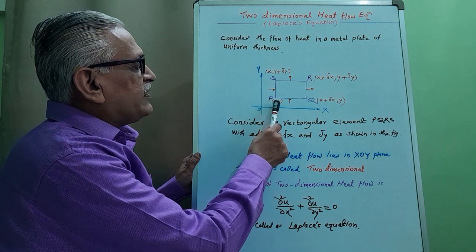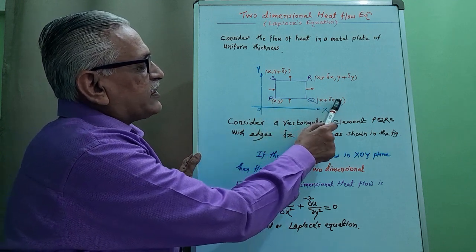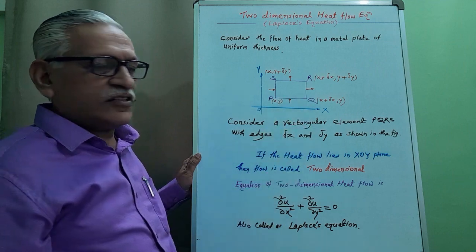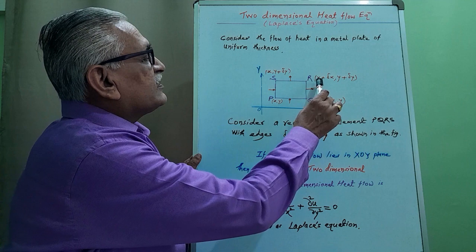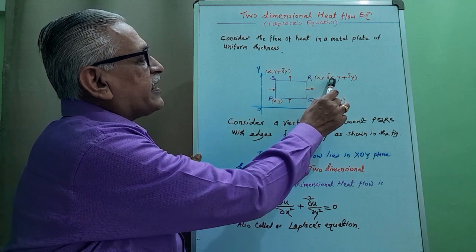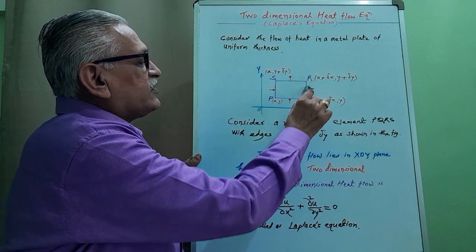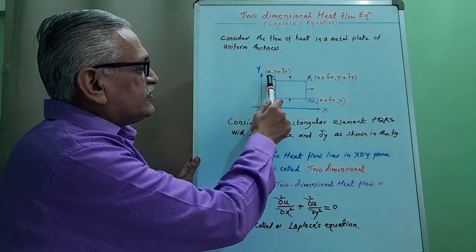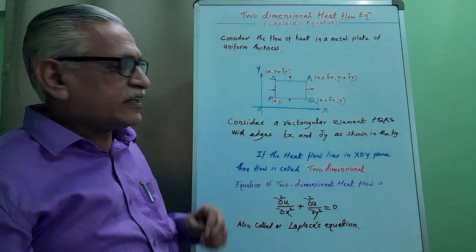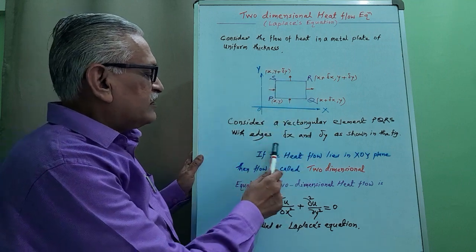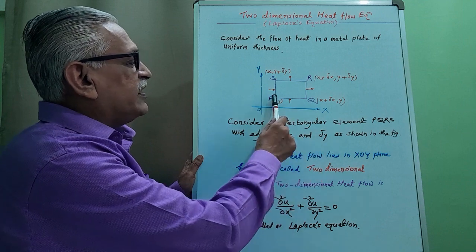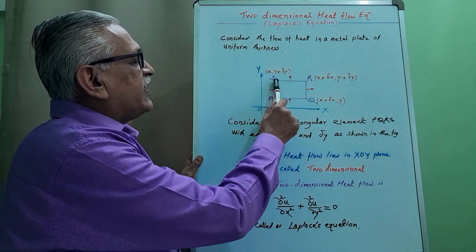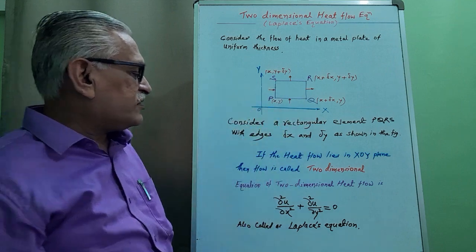The coordinates of P are x, y; coordinates of Q are x plus delta x and y. Therefore, the length of PQ is delta x, a very small quantity. Coordinates of R are x plus delta x, y plus delta y. Therefore, the length of RQ is delta y. And the coordinates of S are x and y plus delta y. Therefore, the edges of that plate are delta x parallel to the x axis and delta y parallel to the y axis.